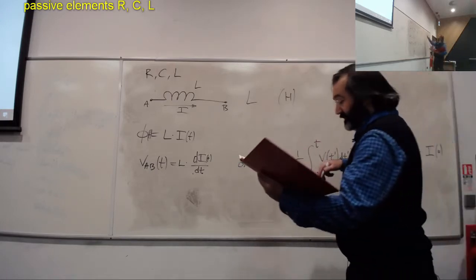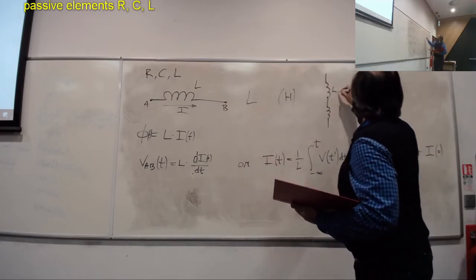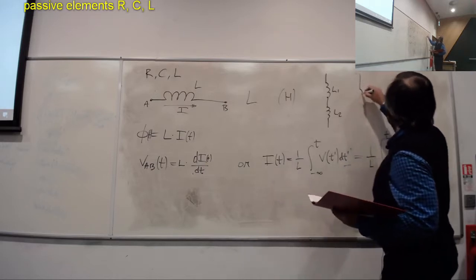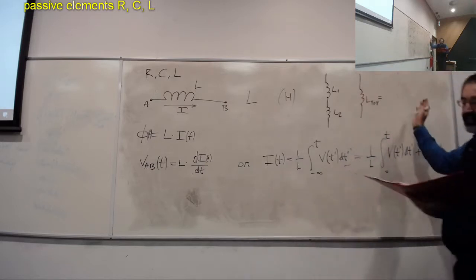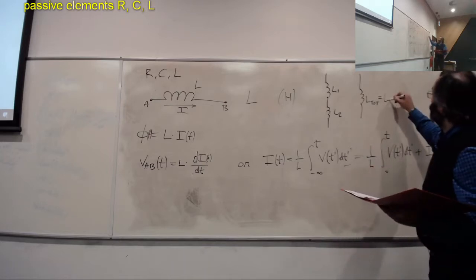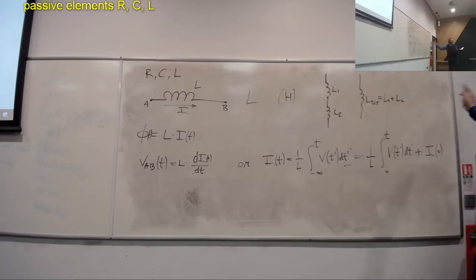Again, series and parallel. So if I take the series of two inductors, L total follows the resistor rule, so L total is L1 plus L2, and I won't write the parallel, but you know, it's like the parallel of resistors.